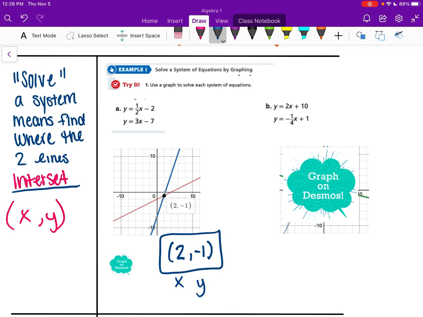All right, so you guys try part B. Take a second, try graphing those two equations using Desmos. Just type it in and see what we get.